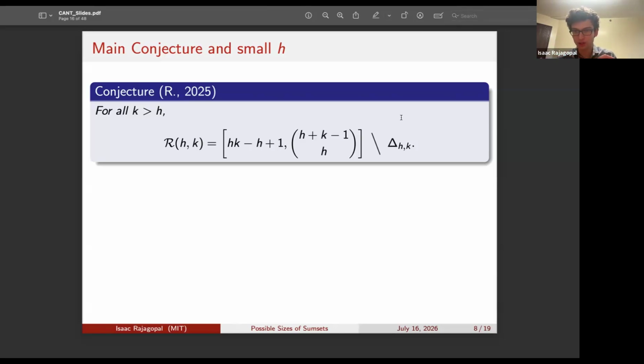This interval has on the order of k to the h elements, and the triangle has h minus 1 choose 2 elements. And I conjecture these are the only missing ones as long as k is bigger than h. And so the remainder of the talk is going to be about progress towards this conjecture. I'm able to prove it when h is 3, and I'm able to prove it when h is fixed and k is sufficiently large. And so I'm going to tell the story of how these proofs came about.